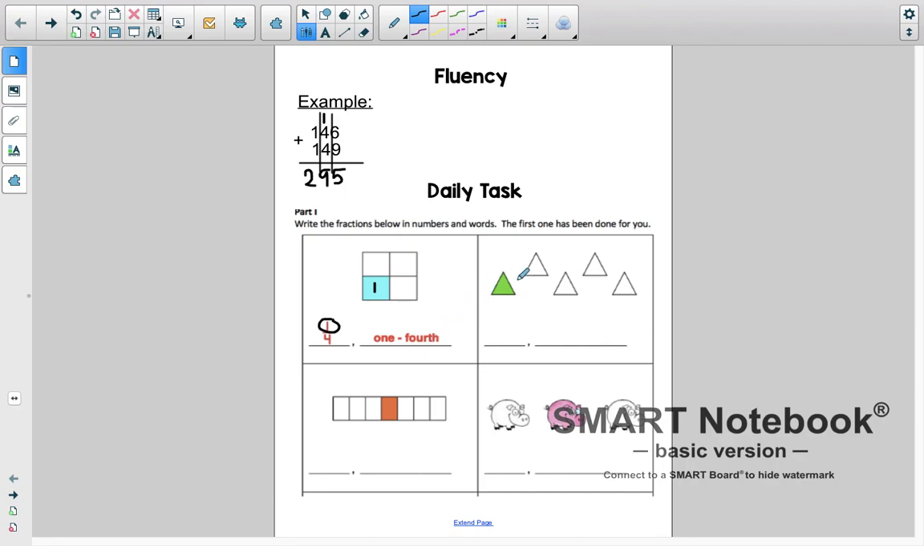So let's look at this one. How many are shaded in this picture with the triangles? 1, so that's going to be what's on top. And then how many triangles are there in all? Count them with me. 1, 2, 3, 4, 5. There's 5. And you also want to make sure that you count that one that's shaded. So the way that we say this in word form is one-fifth. You can write that out.